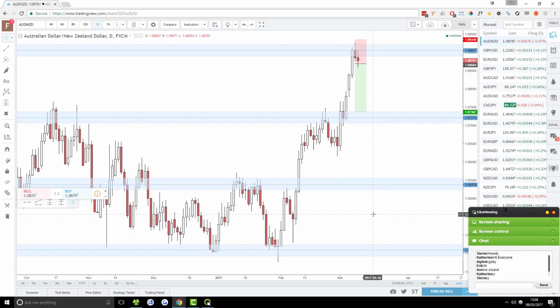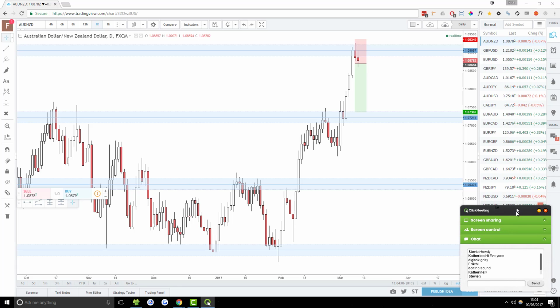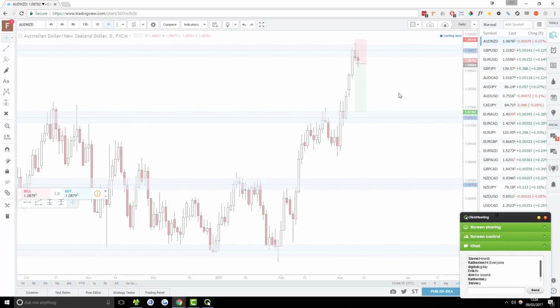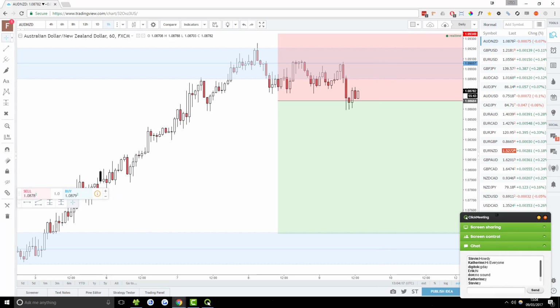You're looking at an AUD New Zealand daily chart, and the potential trade I mentioned in yesterday's analysis has triggered. AUD New Zealand short has triggered, and it's doing some awesome stuff right now. It's using my entry as a support level. Love it when that happens. So my entry has now become support. Looks like it's going to reverse from there.